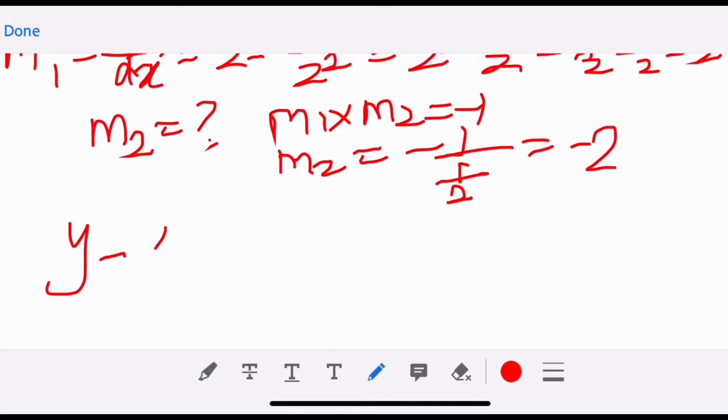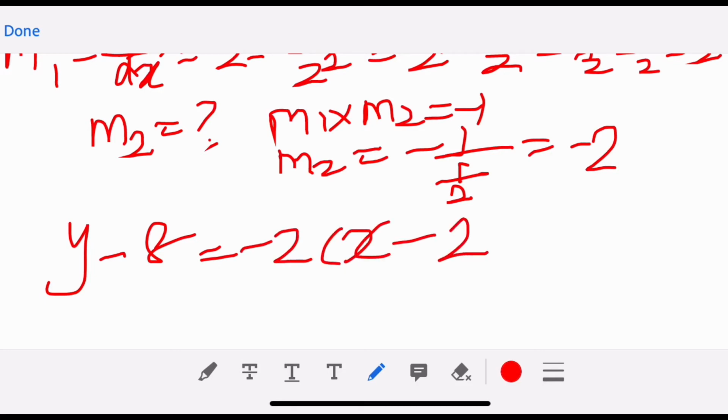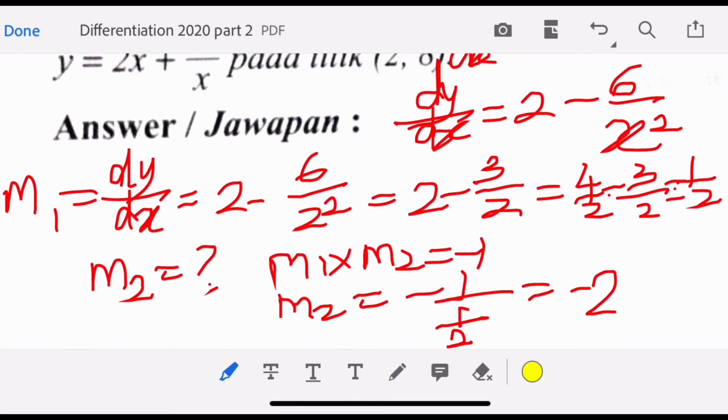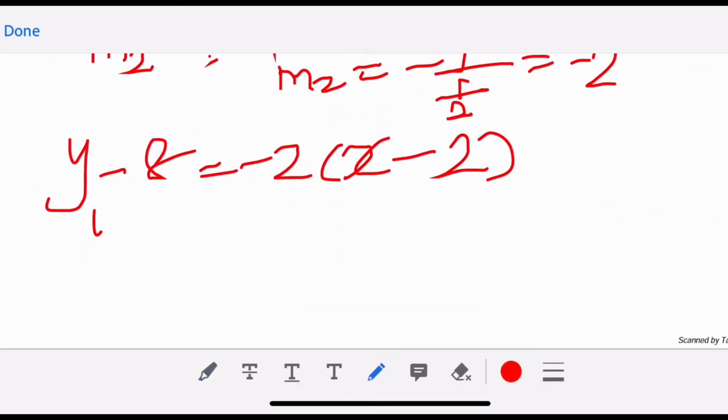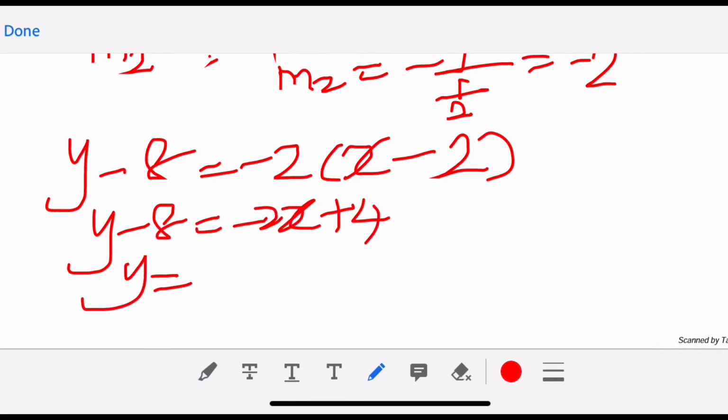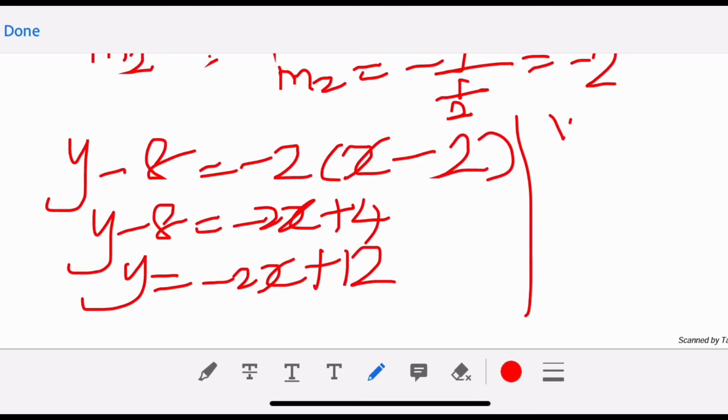Normal is a straight line, remember? Tangent is also a straight line. So when you want to form the straight line, you have two methods: using the formula or y equal to mx plus c. So I use the formula. Actually, this is the gradient formula: y minus y1 equal to m(x minus x1). So y equal to -2x plus 12. This way I can get the equation directly. I don't have to find the c.